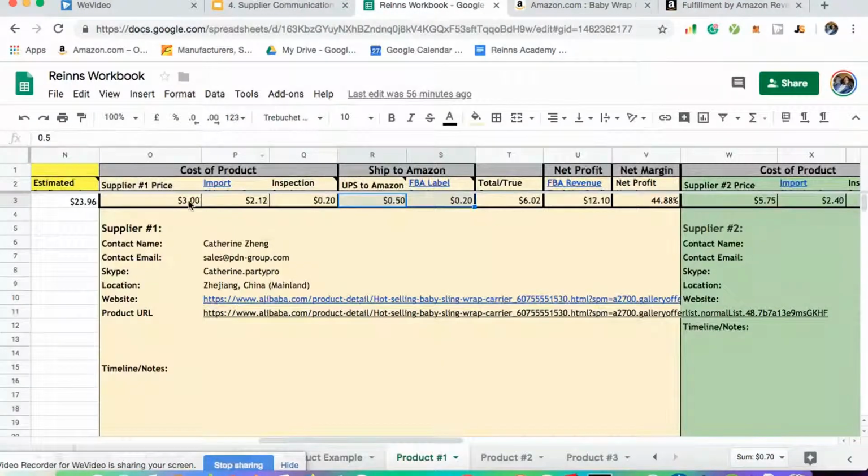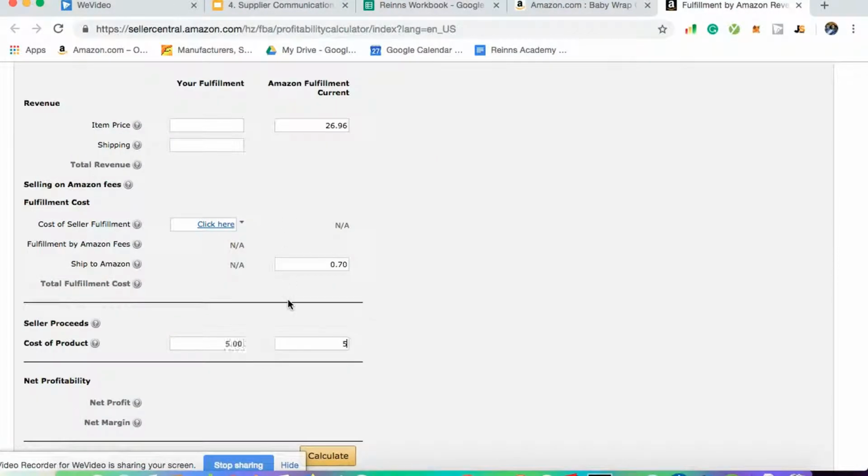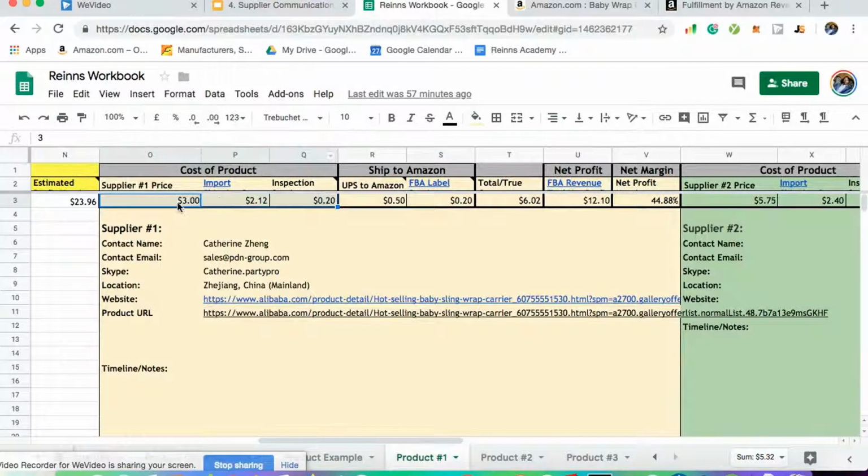We go back to the RAINS workbook and look at the cost of product. Now, what does it tell you? The cost of product, guys, is basically, like I've told you, I've highlighted three cells here: the price of the good, then the import cost, and then the inspection. So basically, this is all the cost of product. Once you get all these three, you come down here and you'll see a sum which says 5.32. So you place it here, 5.32.